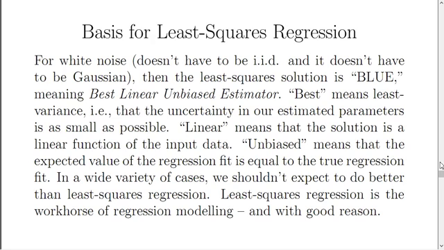Best means least variance, that is to say, the uncertainty in our estimated parameters is as small as possible. Linear means that the solution is a linear function of the input data. Unbiased means that the expected value of our parameters that we estimate is equal to their true values. In a wide variety of cases, we shouldn't expect to do better than least squares regression because it really is, according to the Gauss-Markov theorem, the best linear unbiased estimator. That's what makes least squares regression so good, and a big part of what makes it the workhorse of regression modeling, and with good reason.